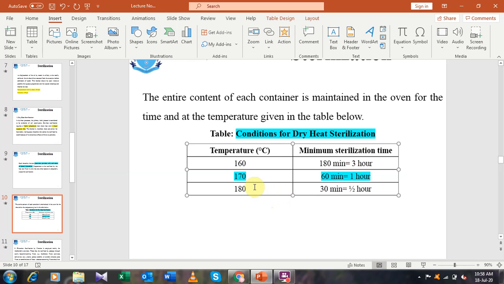But if we further increase the temperature from 170 to 180, just 10 degrees centigrade, then in this case the time is half compared to the earlier one. From 160 to 170, it was 2 hours, which is a shortage of time and saves time as well. If we further increase the temperature from 180 to 190, definitely the time of 30 minutes or half an hour will be decreased.